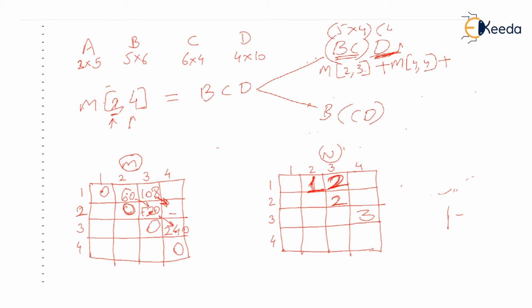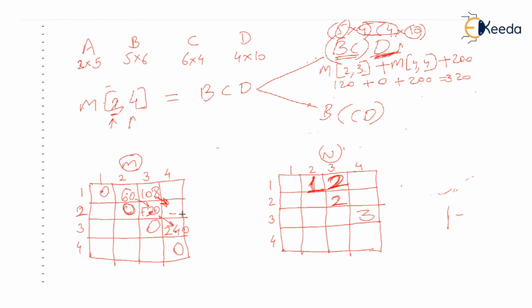So the number of multiplications that will be needed will be 5 into 4, that is 20, into 10, that is 200. So what are the number of multiplications? M23 we have found out in the earlier pass is 120, plus M44 is 0, plus 200. So the total multiplications needed over here will be 320.